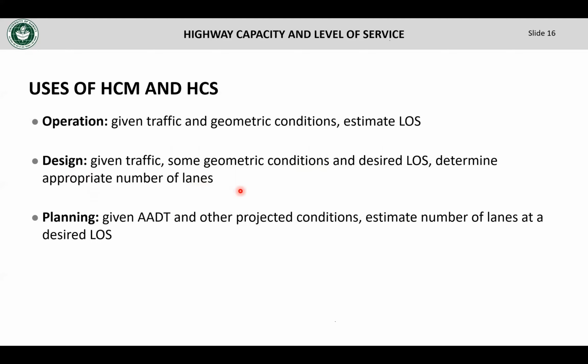The way we use it for design is that someone sets a policy for our highways, we're going to have level of service C. So then we have to make sure that our highways have a sufficient number of lanes to achieve that level of service. And we can also do this for planning. Planning is basically kind of like a design, but where the information is a lot less certain. We are assessing whether a facility should be constructed in the first place.